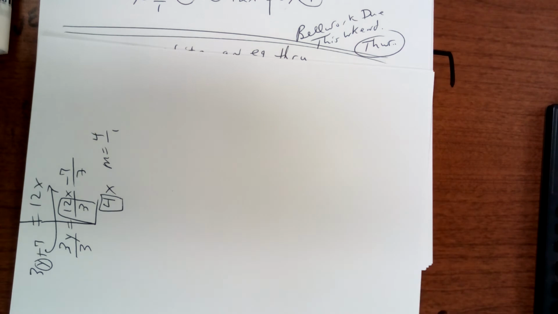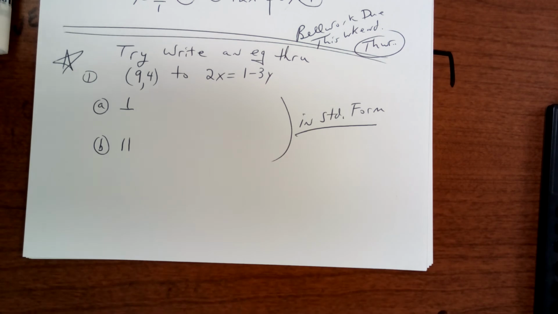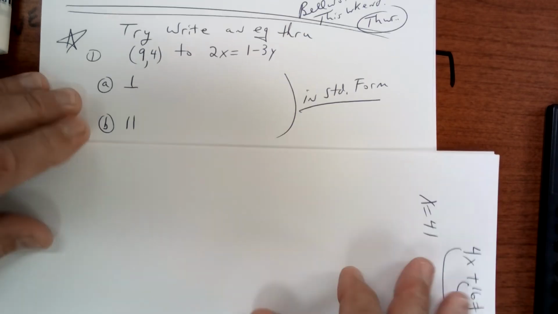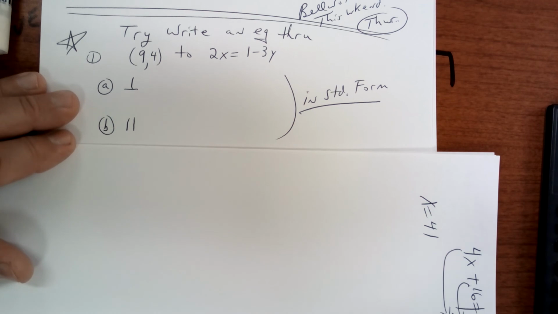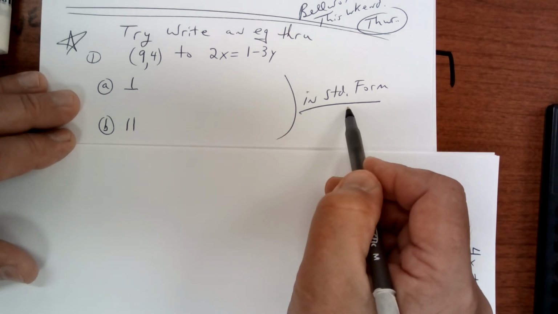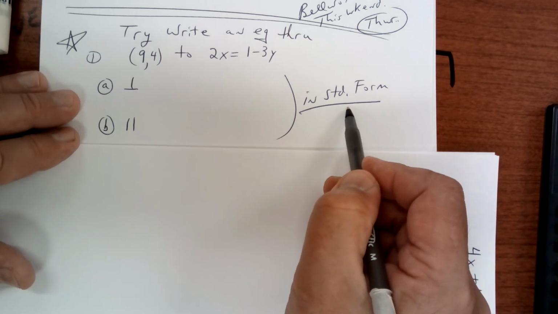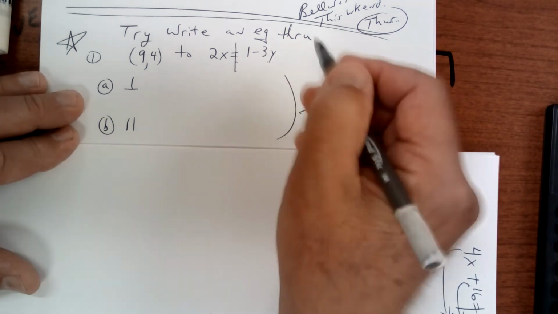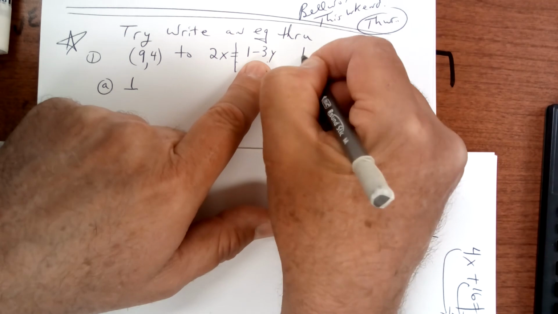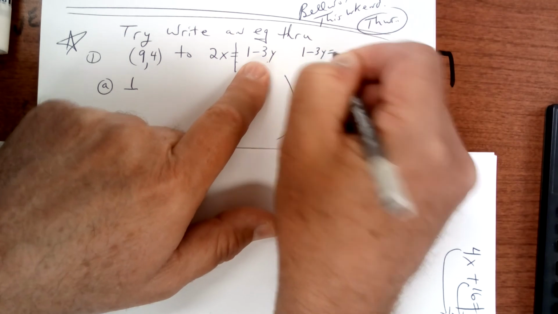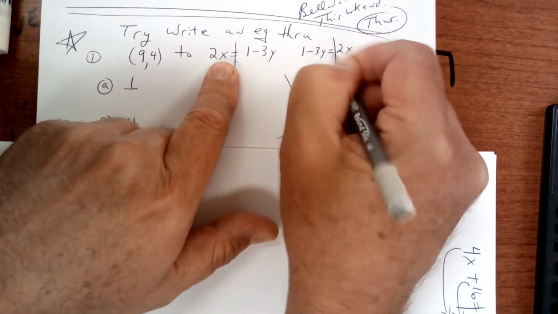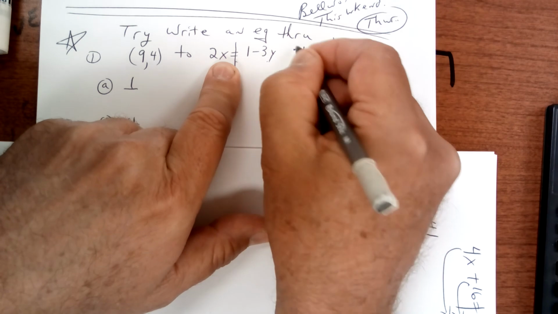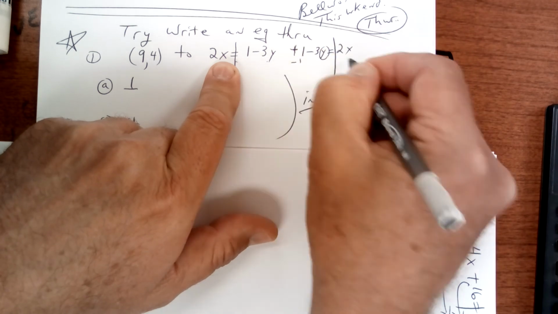All right, let's go on. It says, and copy all of this down, write an equation that's parallel and perpendicular to that line. Okay, well, they want standard form, so that makes it a little harder. So you're going to use something called point slope. But before you do that, you got to get y by itself. So I'm going to switch these two sides and rewrite it. Because I like my y on the left side. I'm going to subtract 1 from both sides and then divide by negative 3.